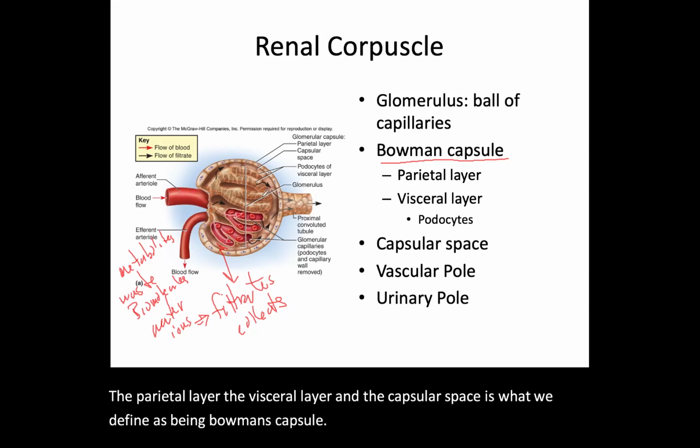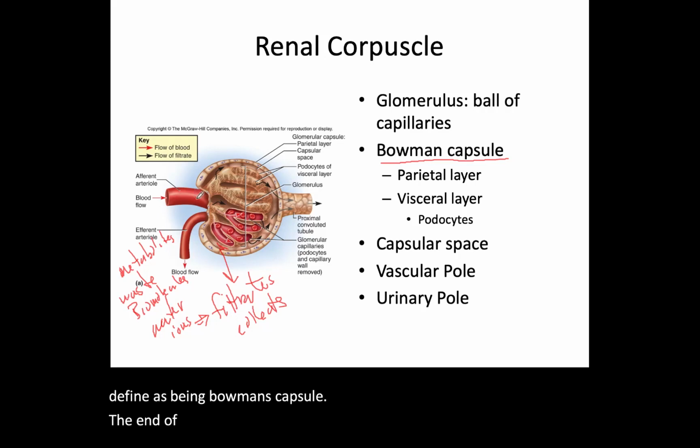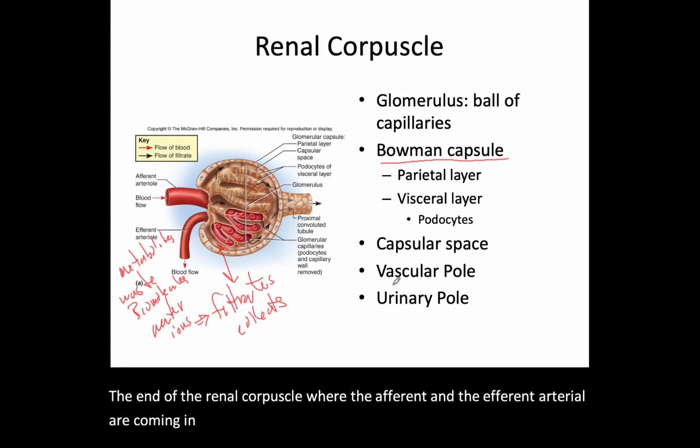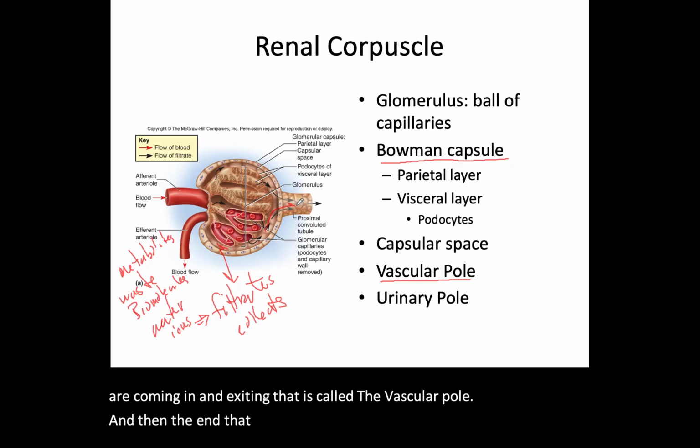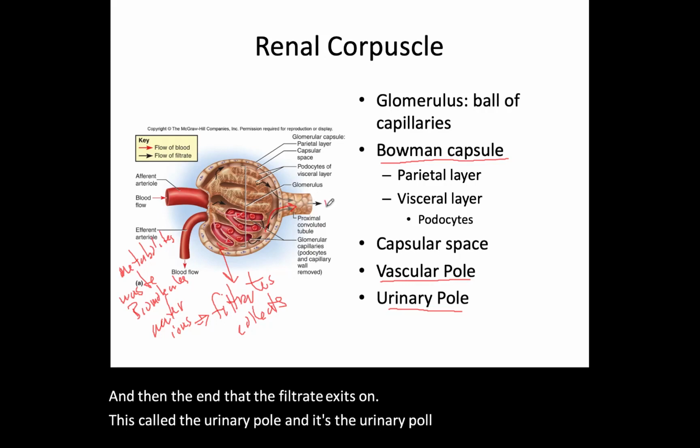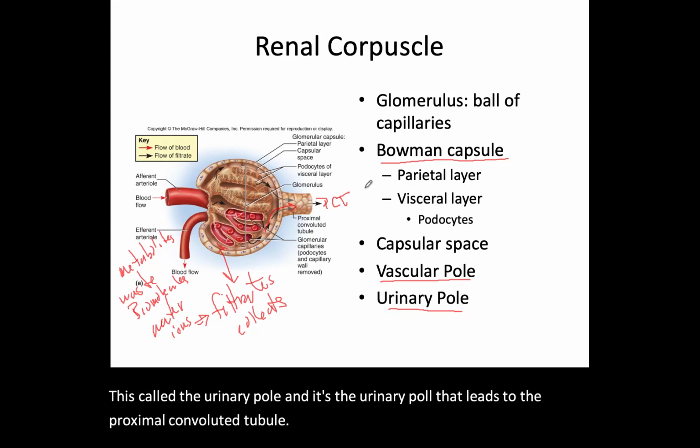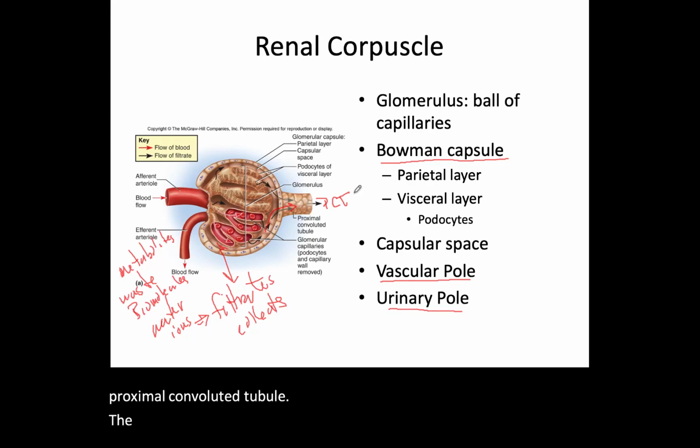The end of the renal corpuscle where the afferent and efferent arterioles are coming in and exiting is called the vascular pole. The end that the filtrate exits on is called the urinary pole. And it's the urinary pole that leads to the proximal convoluted tubule.